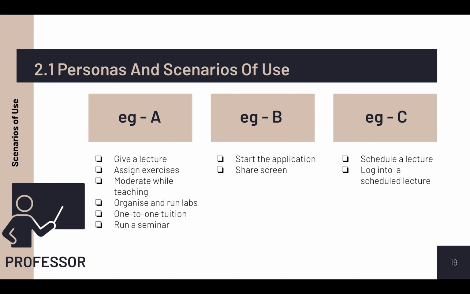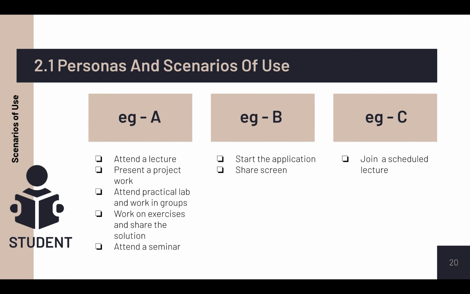These typical scenarios are to give a lecture, assign exercise, moderate while teaching, organize and run labs, one-to-one tuition, and run a seminar. The other 2 groups focused on the typical scenarios that the professor has to apply in the COVID-19 era. These are scheduled lectures, login and share screen, and the act of presenting the desktop screen to give a lecture. A thing to mention here is that Expert Group A in most of the evaluations focused on the college students' side, based on the limitations of the era and to get deeper into specific assets.